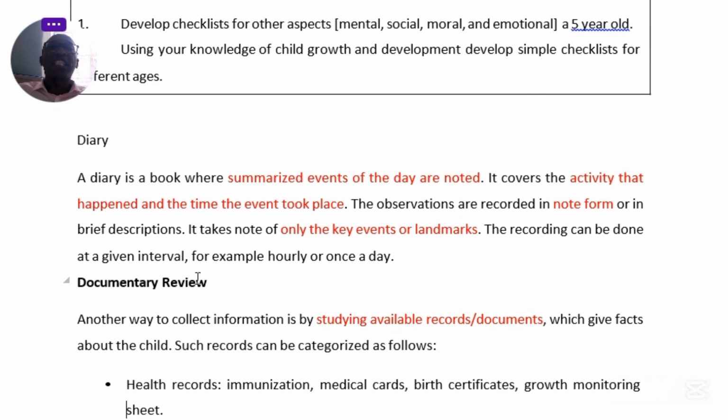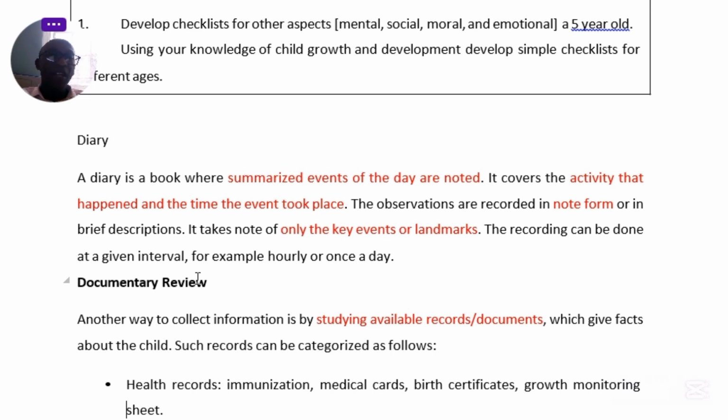Now there is another tool you can use, a diary. A diary, just like the diaries you have, you basically record events of the day. So use a diary to provide a summary of the day's events. And here it covers the activity that happened and the time when those events or activities took place. So basically, you note these activities in a notebook, providing brief descriptions.